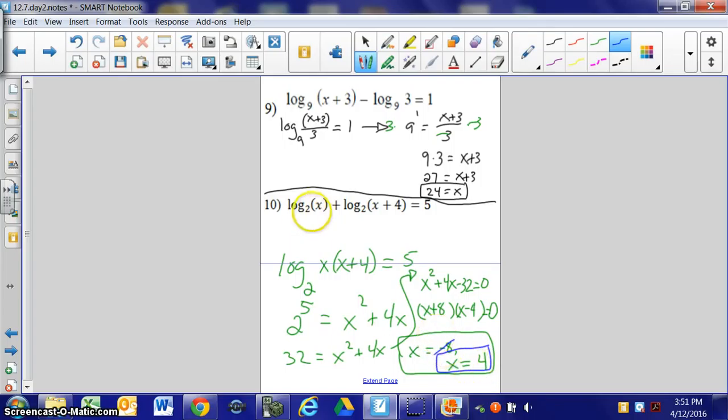However, when I take negative 8 and I plug it back in to the original problem, it's going to give me a negative number, so I can't take the log of a negative. So I eliminate negative 8 as an extraneous solution. Final answer, x equals 4.